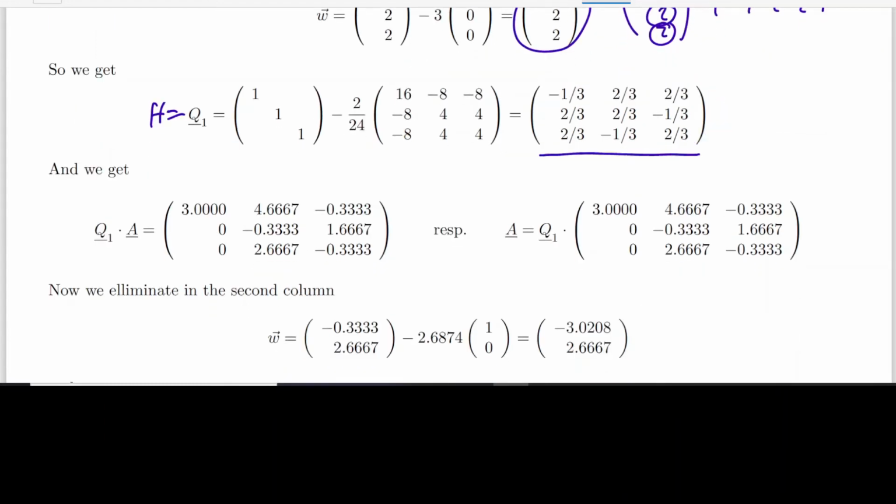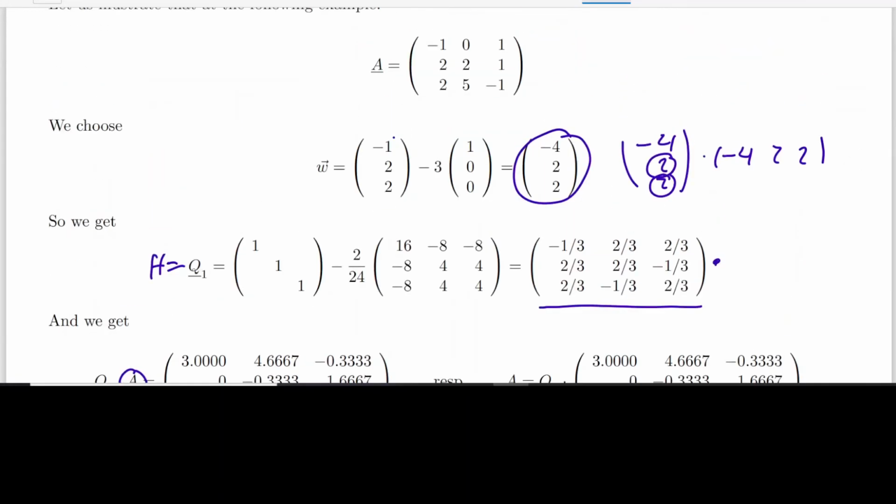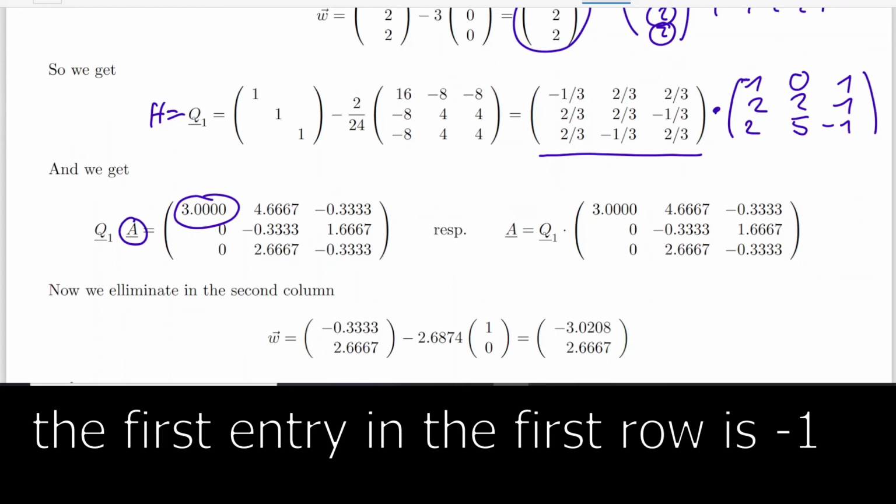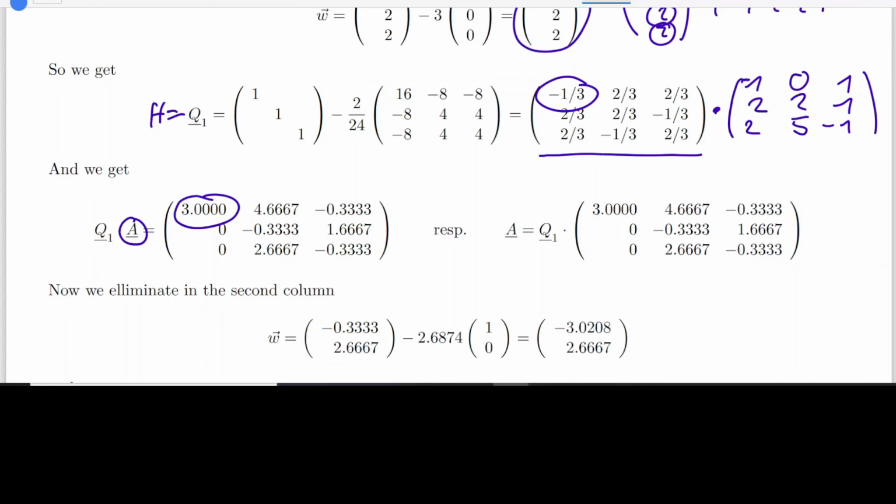So if this is our Q1, let's copy A here. And what do we get? So here is our A, -1, 0, 1, 2, 2, 1, 2, 5, -1. And now let's do the calculation. -1 times -1 over 3, so we get 1 divided by 3 plus 4 plus 4, so we have 9 divided by 3, and that's our 3.